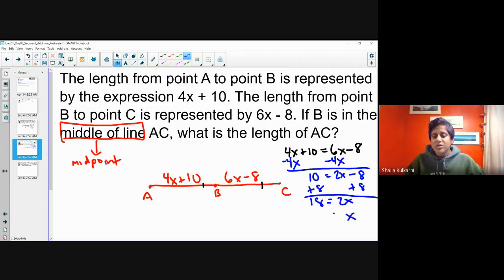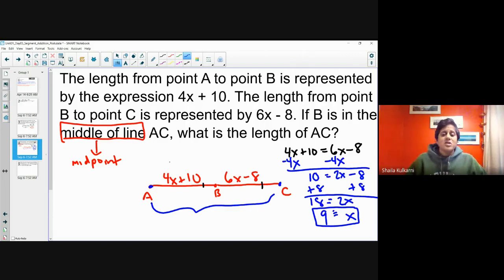Now, have I answered the question, ladies and gentlemen? I don't think I've answered the question, because the question was, what is the length of AC? It was not, what is the value of x? It said, what is the length of AC? So it wants this whole value right here from A to C. And we got to plug x back in, don't we? So we get x equals 9. So 4 times 9 plus 10, that's 36 plus 10, and that's going to give me 46.